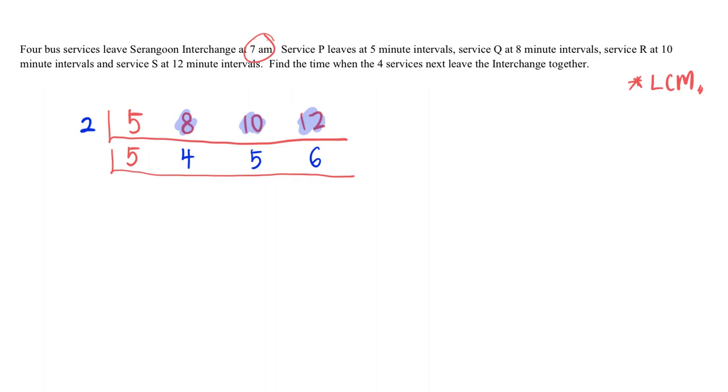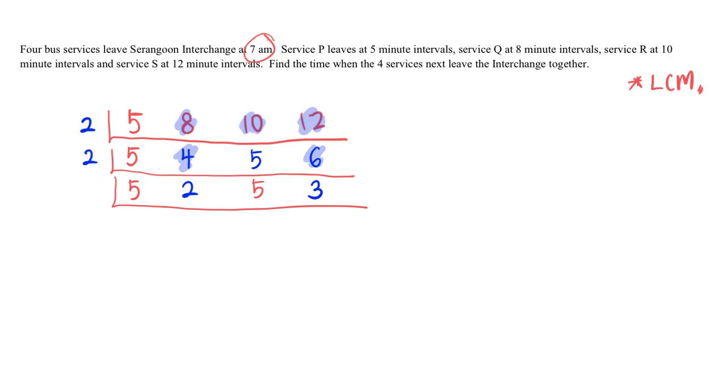And 4 and 6 we still can divide by 2. So the 5, keep it as it is, this 5 as well. 4 divided by 2 is 2, 6 divided by 2 is 3, and there is no more common prime factor 2. I move on to the next. There is also no common prime factor 3.